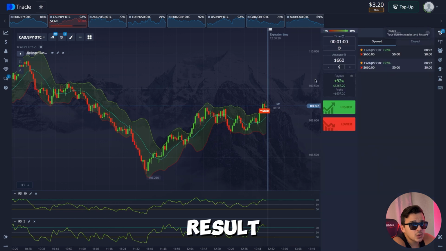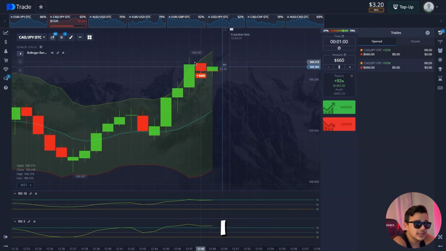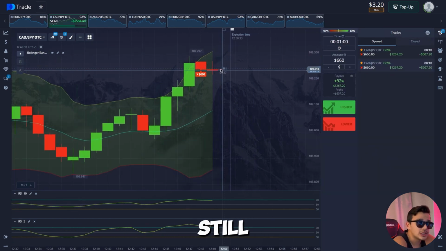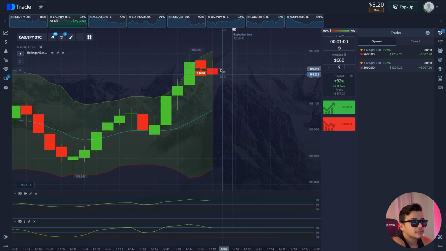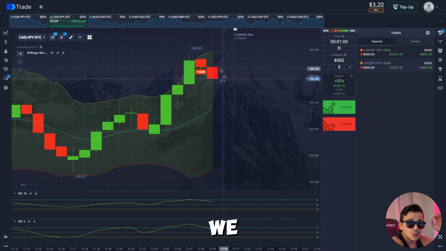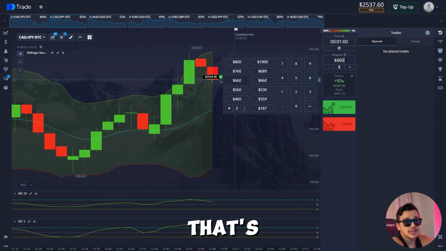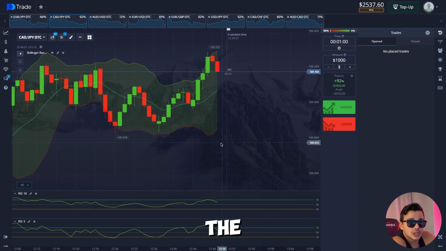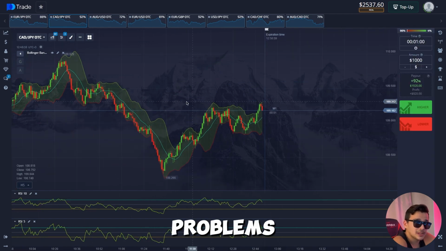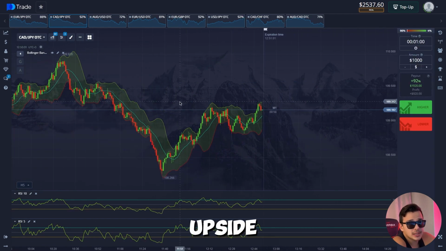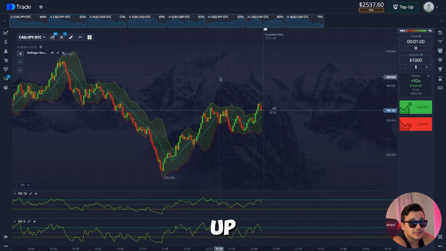Let's watch the result. We have a pullback here, but I think the move should still go down. Let's watch our trades. And the next trades we have also closed in plus without any problems. That's absolutely the same entry point we had here. We close the trade in the plus without any problems. Let's open a trade on the upside now and pick up the following currency pair.